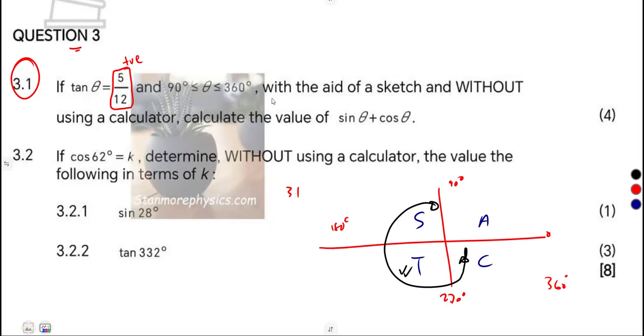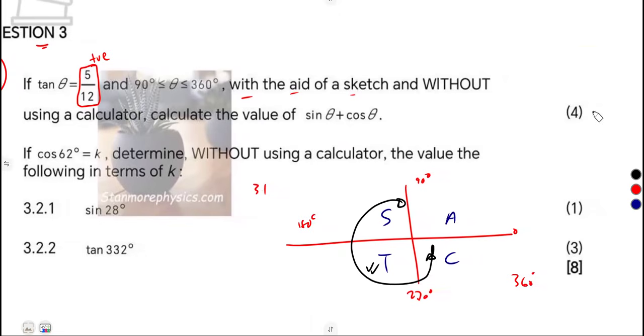So meaning to say, where they are saying with the aid of a sketch, your sketch is going to be in the 3rd quadrant, where tan is positive according to the angle that we are given. We are not going to focus on the 1st quadrant, but on the 3rd quadrant. We are given a condition, guys, to work with. So using that 3rd quadrant, we are given the tan of theta.